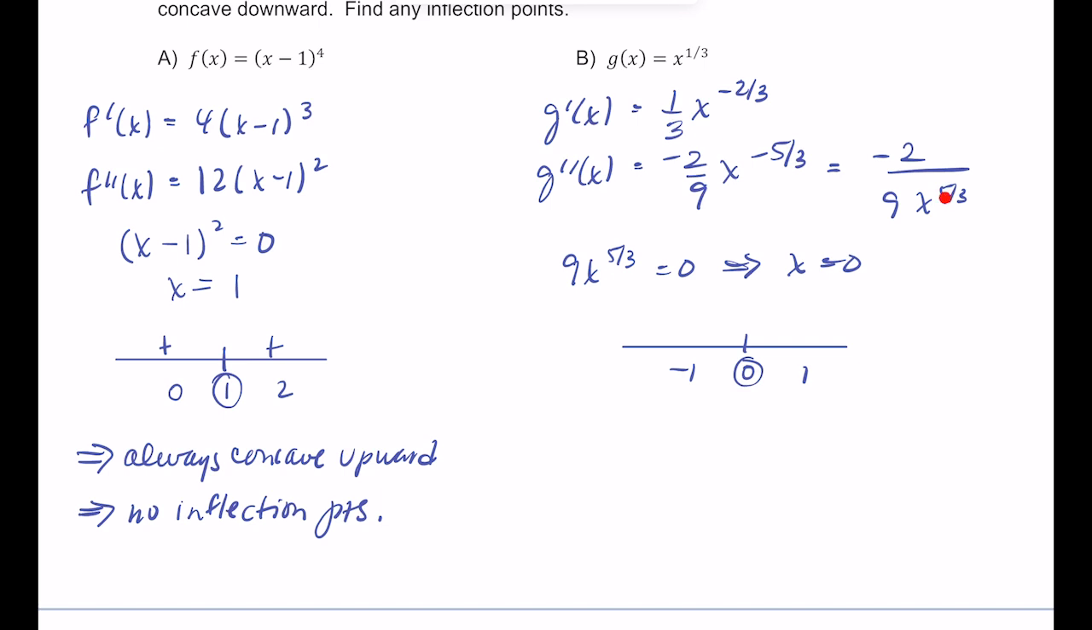If I plug in negative 1, the cube root of negative 1 is negative 1. To the 5th is still negative 1. Negative 1 times 9 is negative 9. You have a negative divided by a negative, which is a positive.